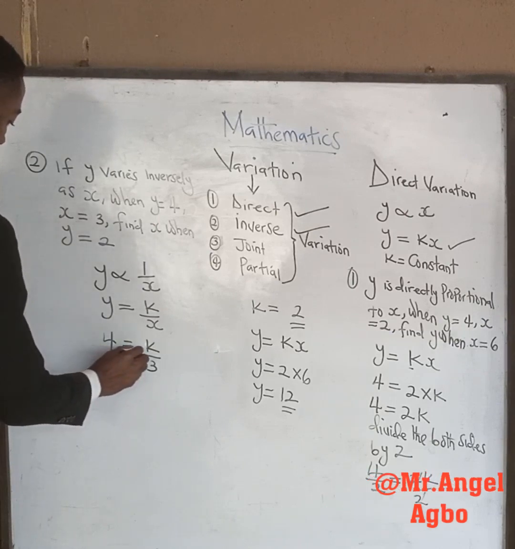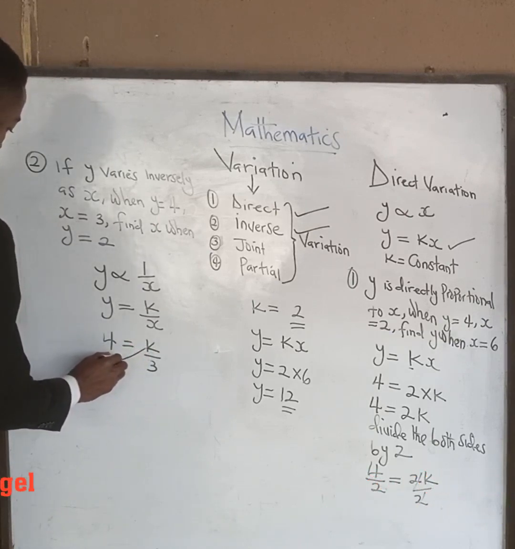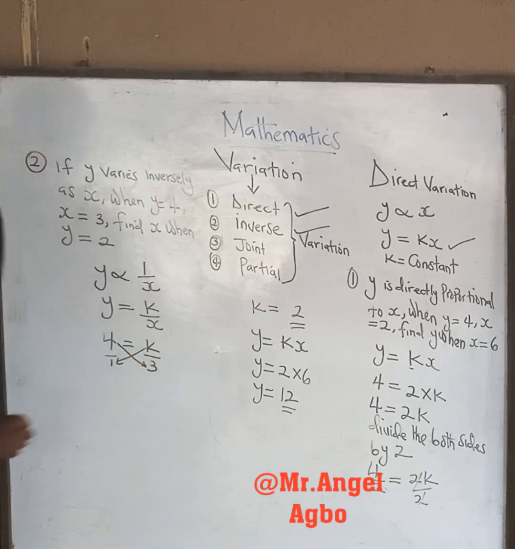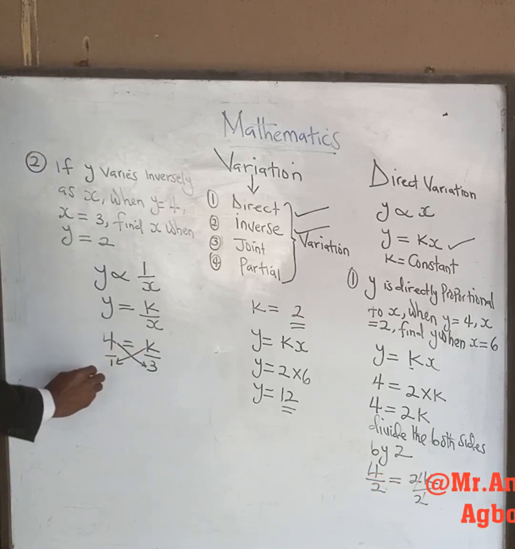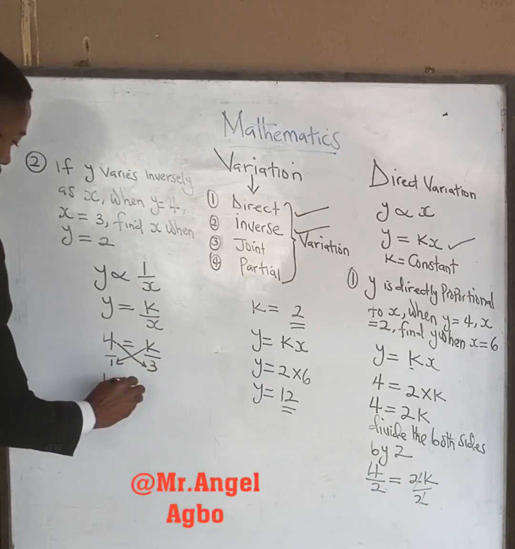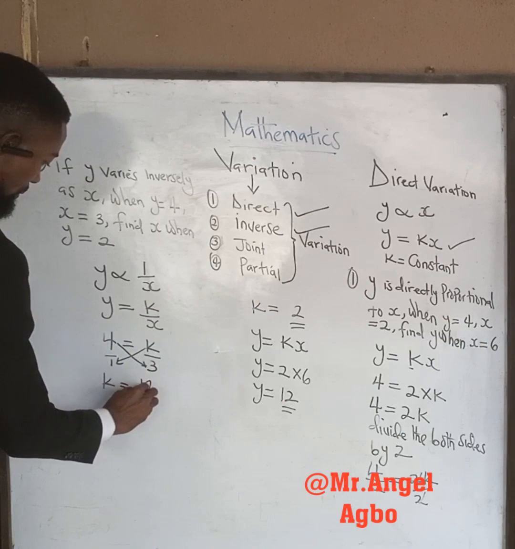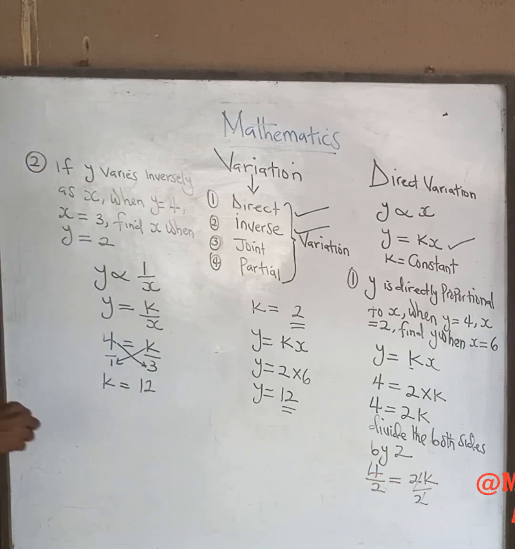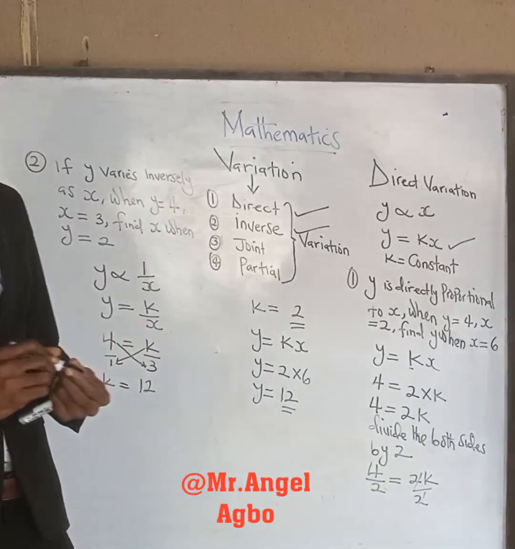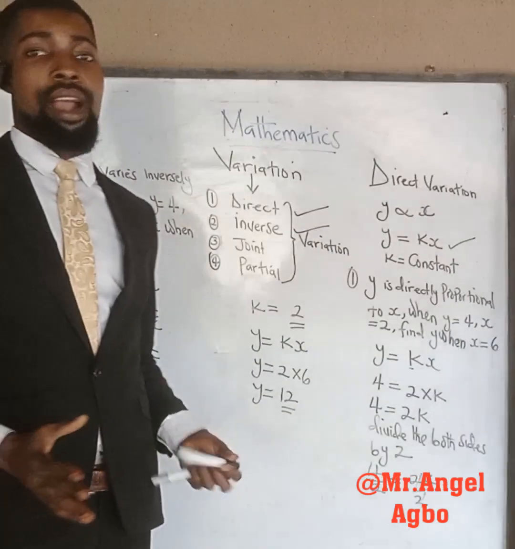So the next thing we need to do is to cross multiply. k times 1 will give us k. 4 times 3 will give us what? 12. So our k is what? k is equal to 12.